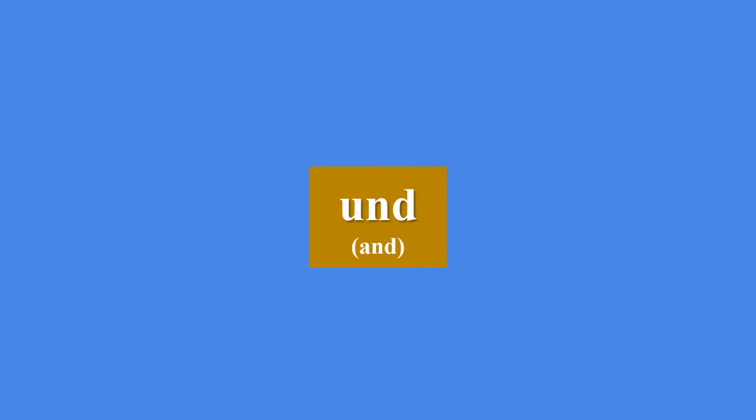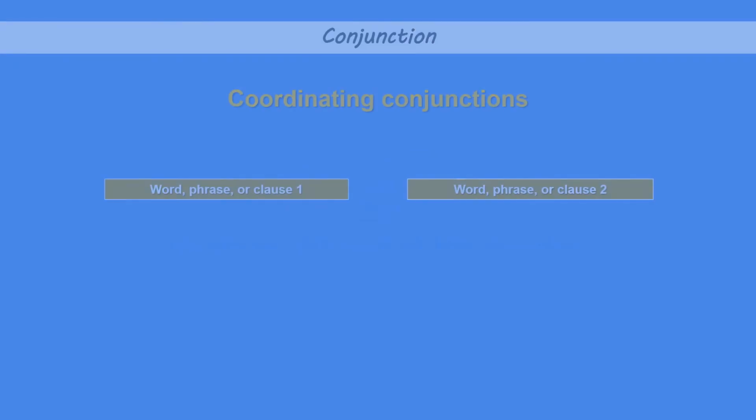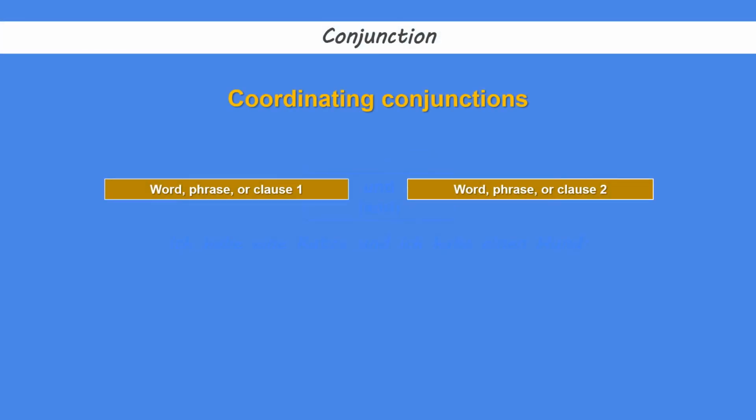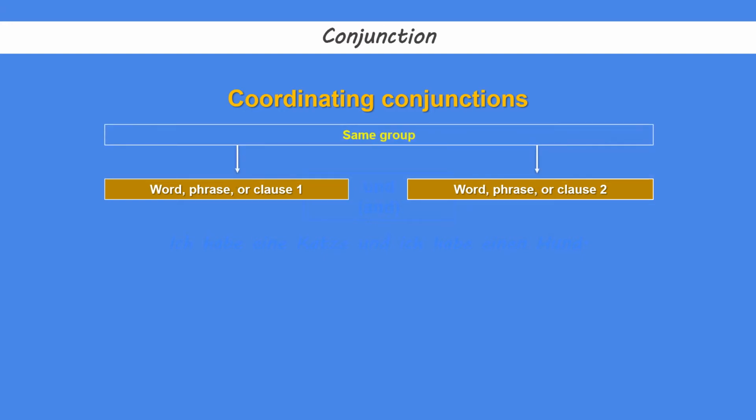Und. It is used like as in English, and. It shows the words, phrases, or clauses are in the same group. Please note that there will be no comma before the conjunction. Und.